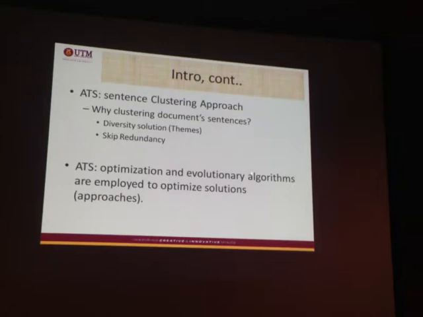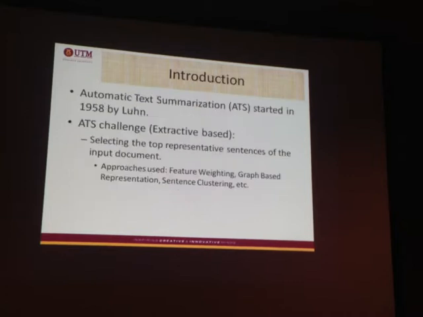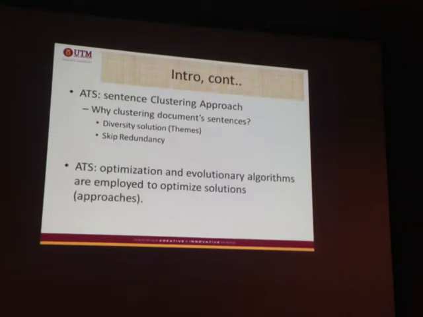We use the optimization or evolutionary algorithm in order to optimize those approaches. What are the approaches? As I said, they are feature weighting, graph-based, and sentence clustering. So here we use the differential evolution algorithm in order to optimize the clustering. This means the diversity is also optimized. If I optimize the clustering, then we optimize the diversity.